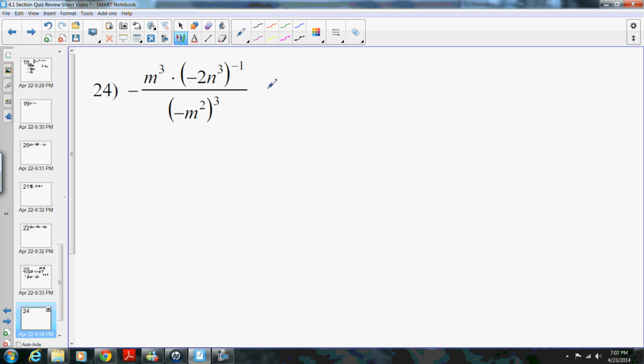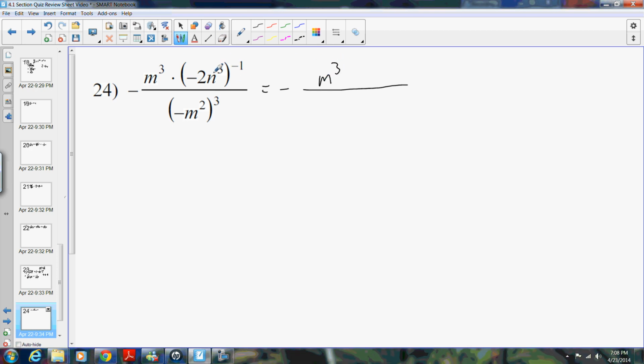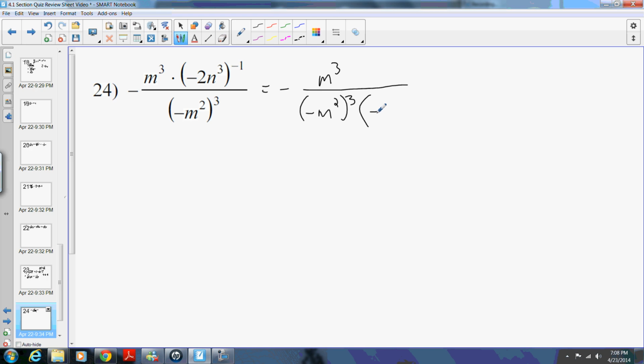24. All right. So here, what we need to do first is deal with these negative exponents. Now, this negative 1, what does this mean, really? I would bump this entire thing down first. Because this entire term in parentheses is being raised to the negative first power, the entire thing in parentheses is being bumped down. So this is negative 2n to the third, raised to the first power, but we just won't put that. So we have to evaluate this now.